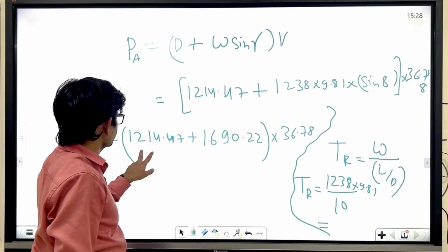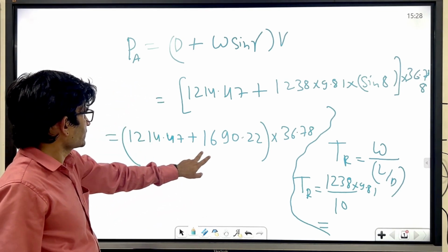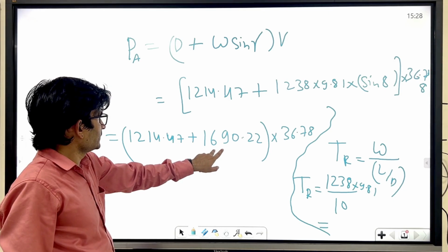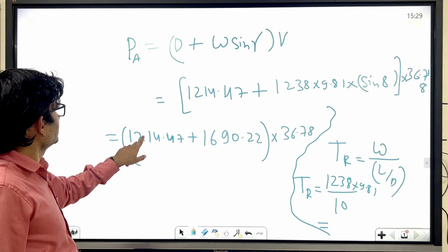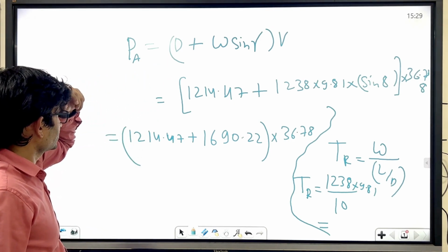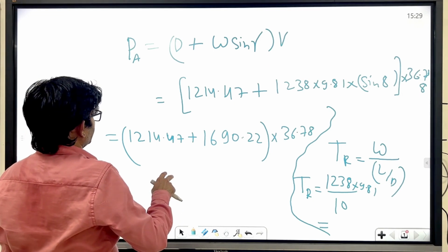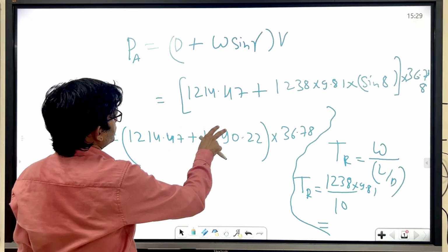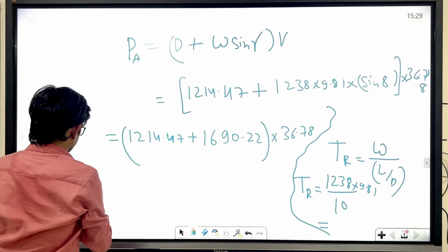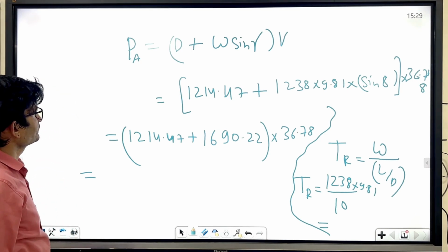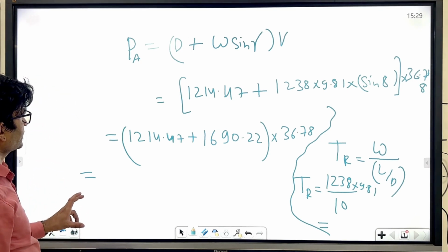Now you observe that your W sine gamma into V part will be greater than the D into V part. This D into V is nothing but the power required at a cruise.